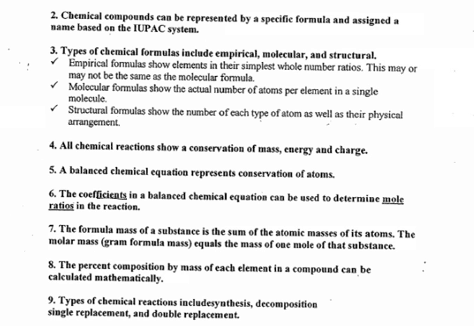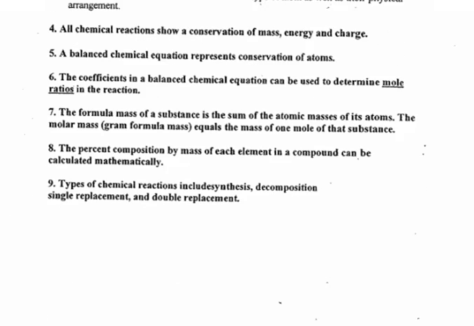The coefficients can be used to determine a ratio from one substance to another. The formula mass is the sum of the atomic masses, which we've done. And then percent composition is just taking one part of the formula and putting it over the total. Types of chemical reactions we need to know: synthesis and decomposition, single and double replacement.